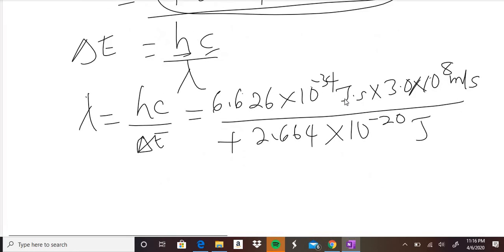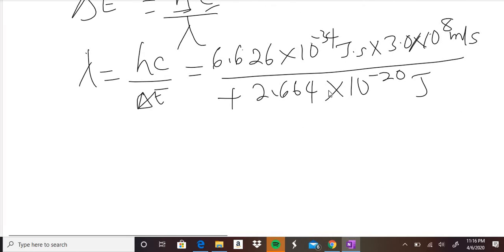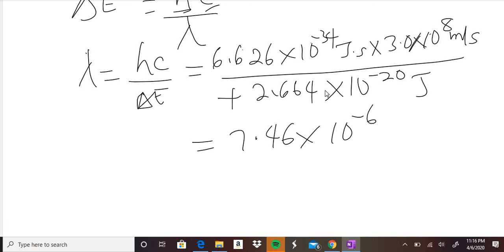When we plug this into our calculator, it's gonna give us 7.46 times 10 to negative 6 meter. Or we can convert to nanometer, which is gonna give us 7460 nanometer.